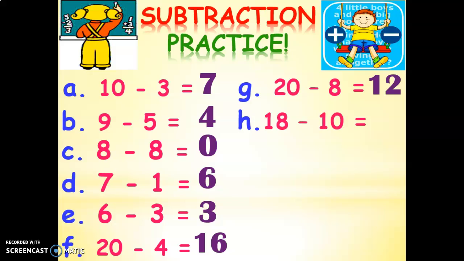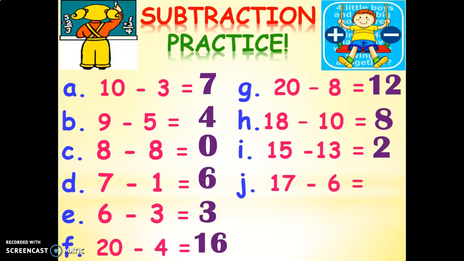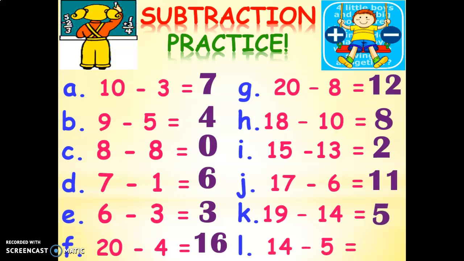We have 18 minus 10. The answer is 8. How about 15 minus 13? The answer will be 2. And 17 minus 6? The answer is 11. 19 minus 14 equals 5. And for the last one, you have 14 minus 5 equals 9.